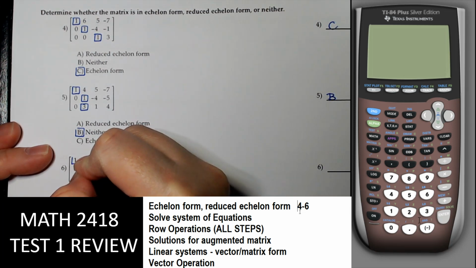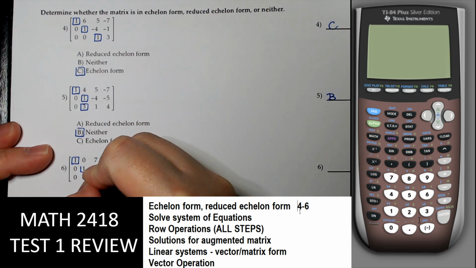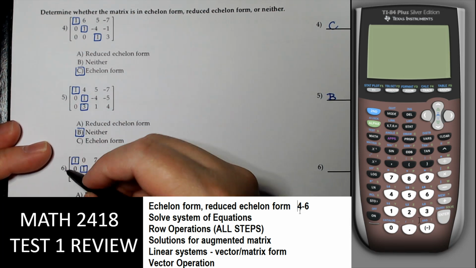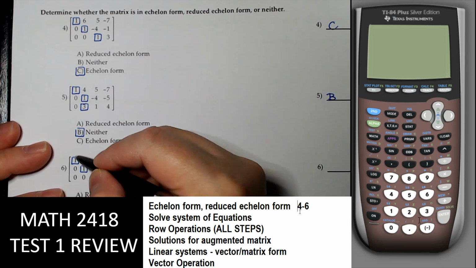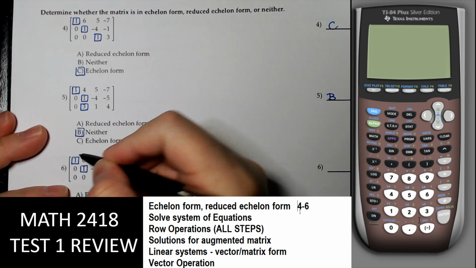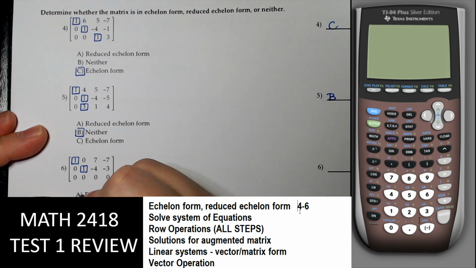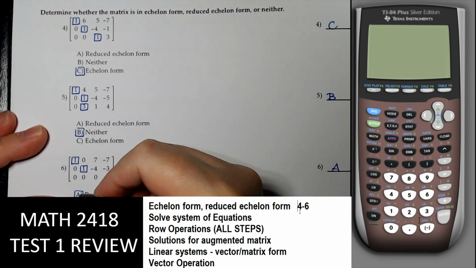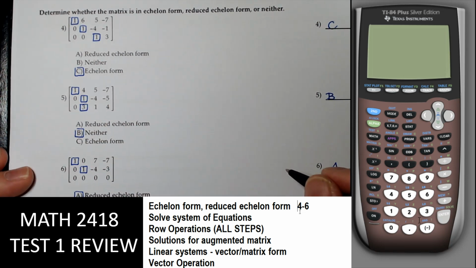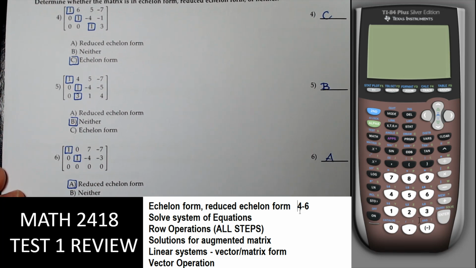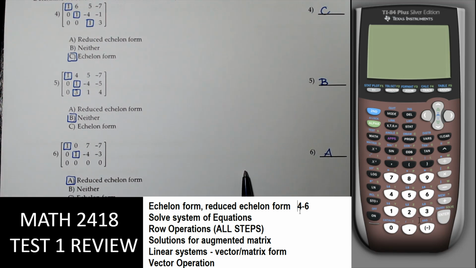So again, the first non-zero entry happened to be 1. It is in the echelon form, which is good. And on a pivot column, we only have 1 and 0, so this is going to be reduced echelon form. If we just have 1 and 0 on the pivot column, then it will be reduced echelon form. If we have a row of 0, it must be at the bottom. So that will be the first topic.